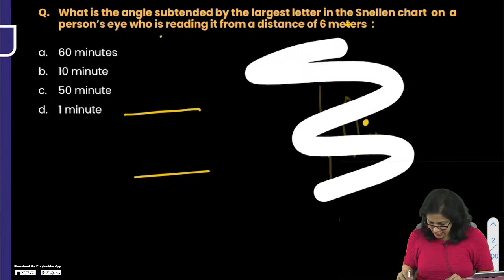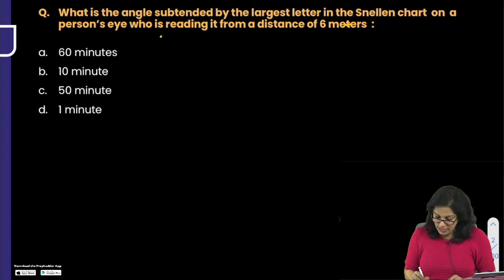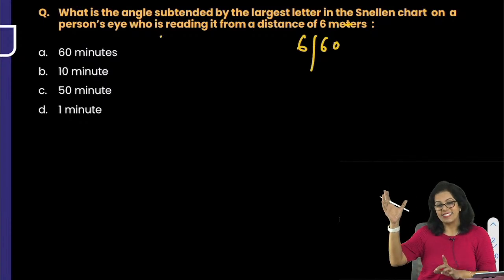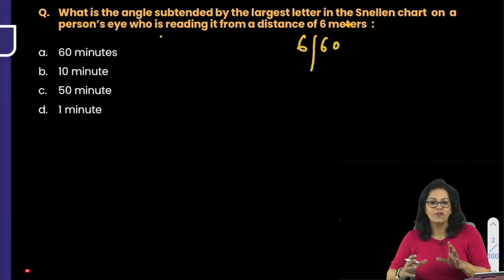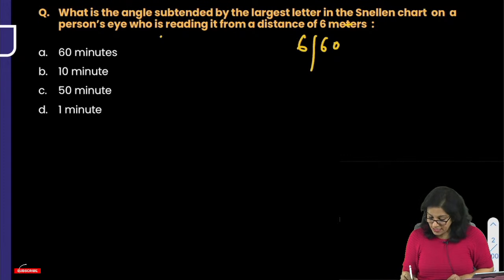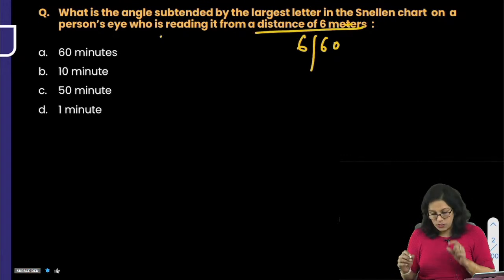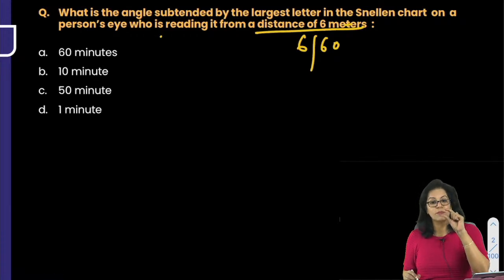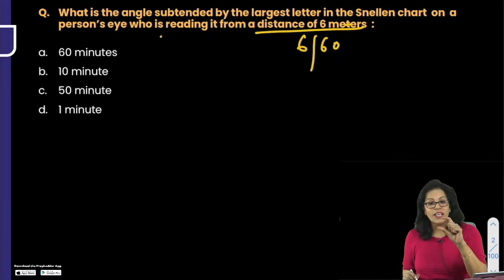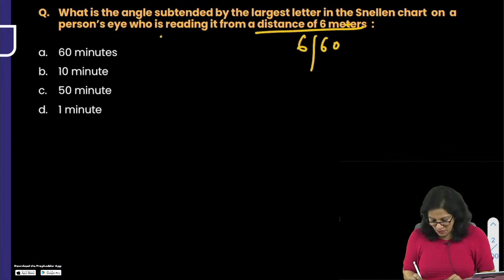The question is saying, what is the angle subtended by the largest letter? Which was the largest letter? 6 by 60. So we already know that at 60 meters, it subtends an angle of 5 minutes. It is asking you about 6 meters, right? So this 1 minute, which is subtended by the margin of the letter, what do we call that? Minimum angle of resolution, MAR, okay?